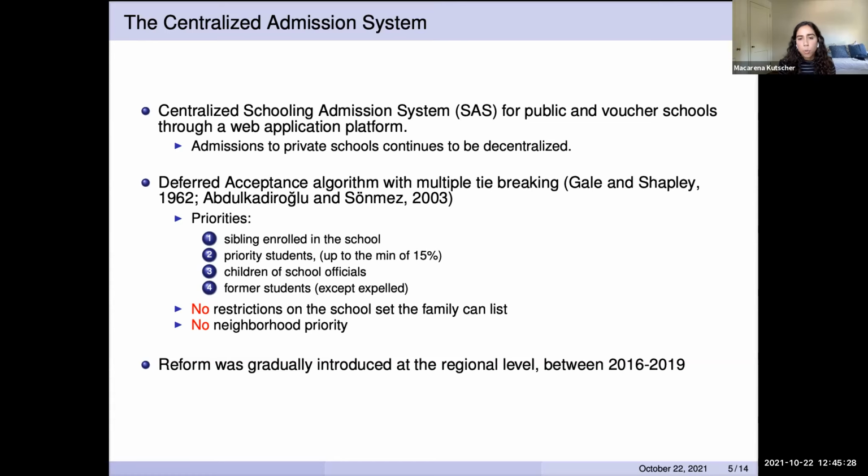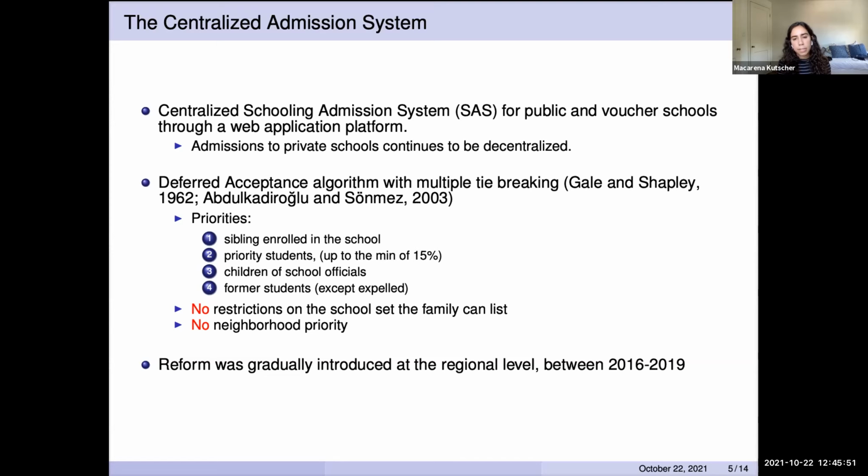Since private schools do not participate in this system, parents could switch to those schools if they are not satisfied with the final assignments. Importantly to our study, the implementation was gradual, which is critical to our identification. The reform began in 2015 with the Magallanes region.